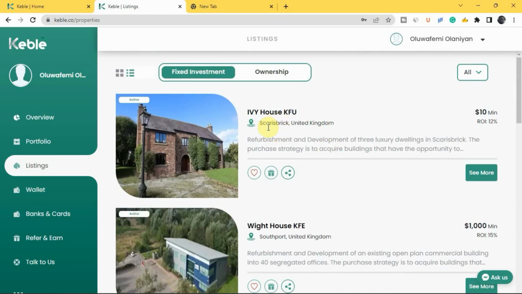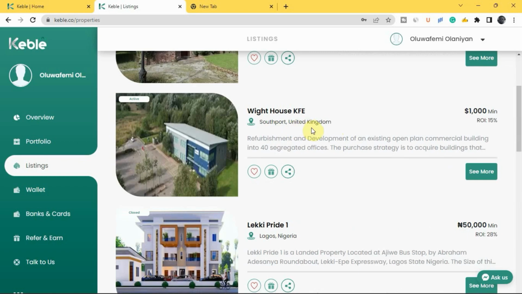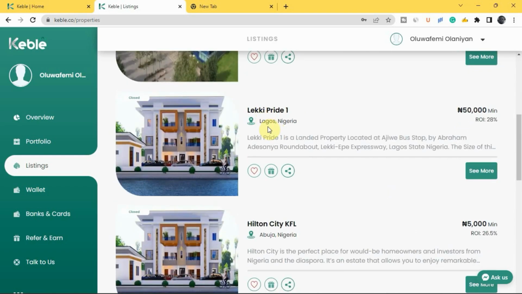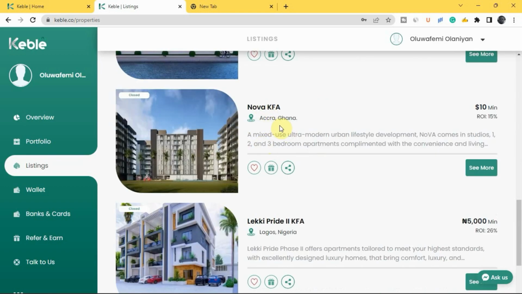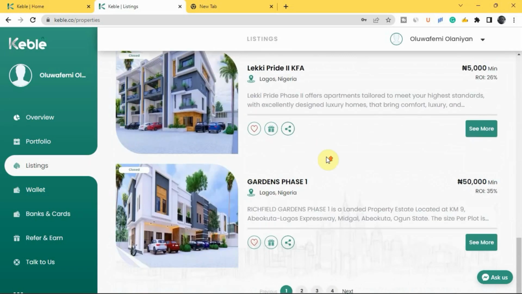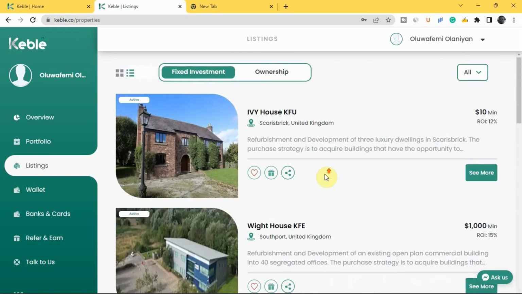Now, if you check out this first property, you can see that it's located in the United Kingdom. The next one is also in Southport in United Kingdom. And you can see for this one, Lagos, Nigeria, Abuja, Nigeria. And if you scroll down, you see that you even have another property in Accra in Ghana. So you can see that you can invest in different properties, not only in Nigeria, but outside Nigeria and even outside Africa. So that's the first important thing you need to know when you're investing on the Keble platform. So it's not only about Nigerian properties, you can also invest in foreign properties.